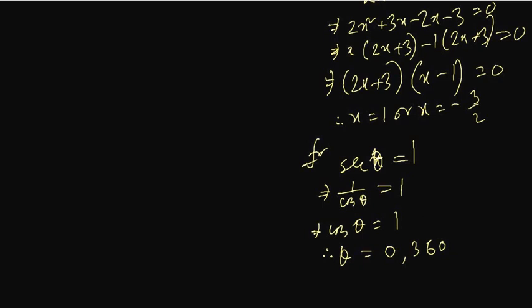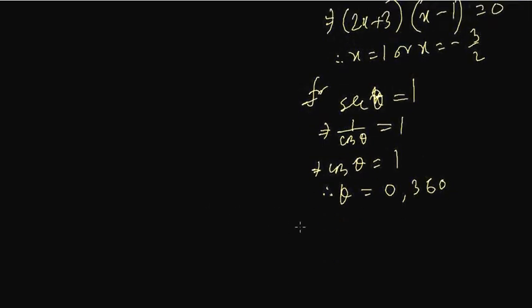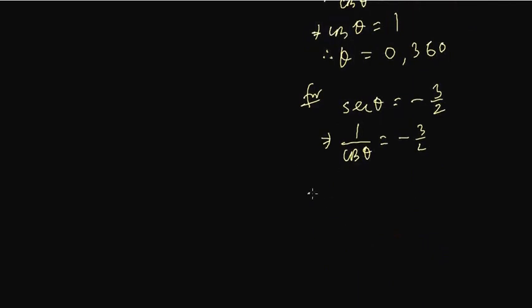So the next one is for sec theta equals minus 3 by 2. That's the next one, x equals minus 3 by 2. So sec theta is the reciprocal of cos theta, which will be minus 3 by 2. So if we change it, cos theta would be minus 2 by 3. So now we have to use the quadrant. Negative means second quadrant and third quadrant, where cos is negative.